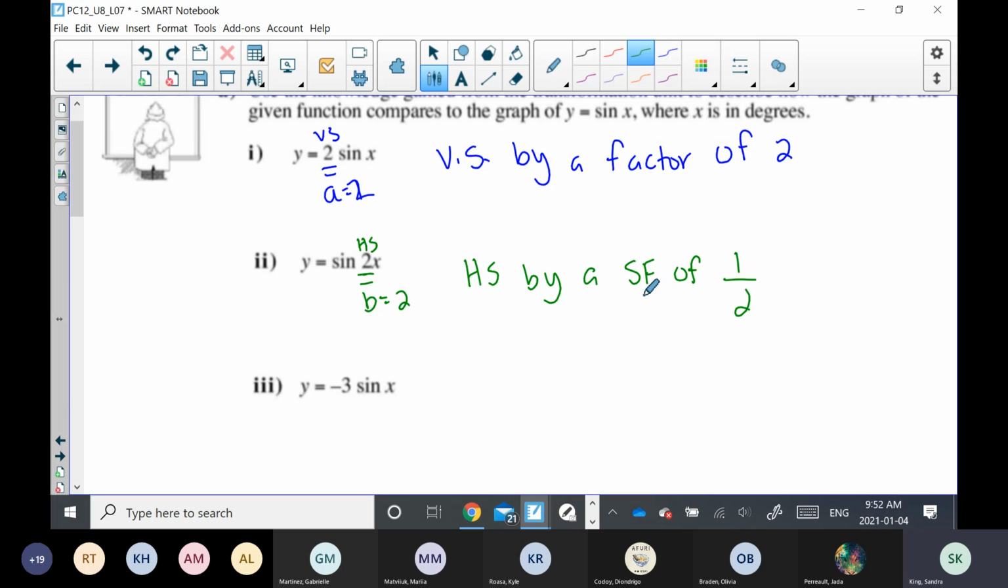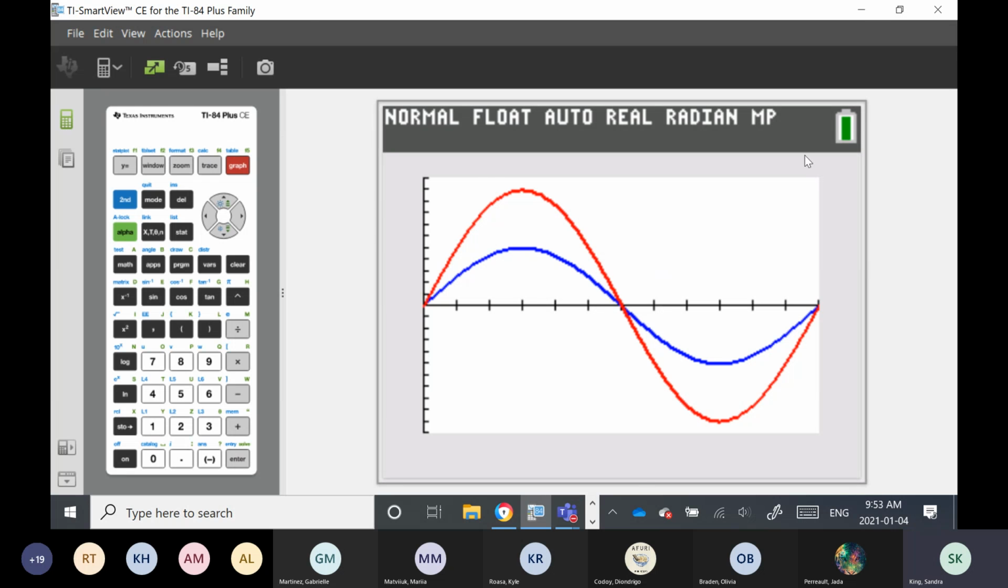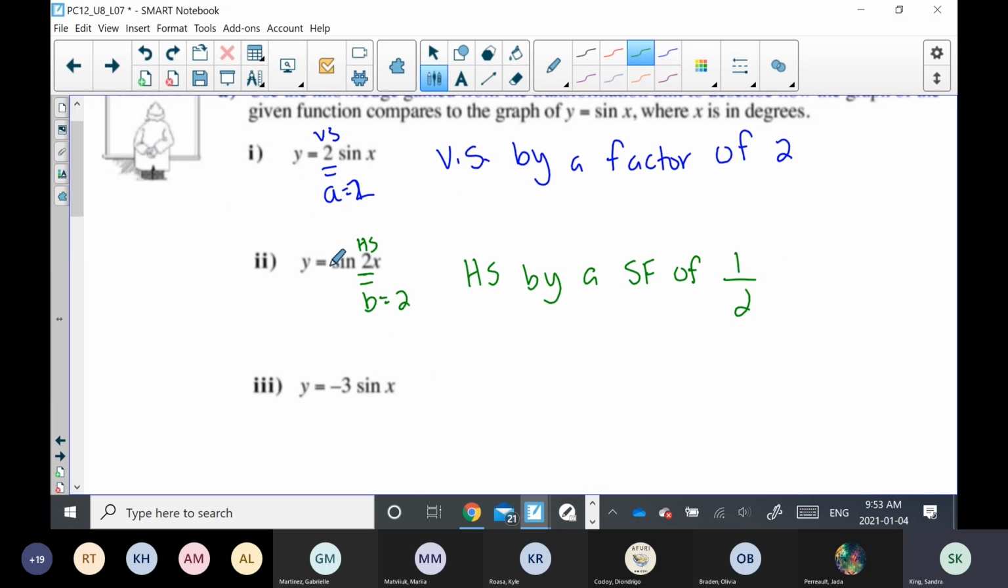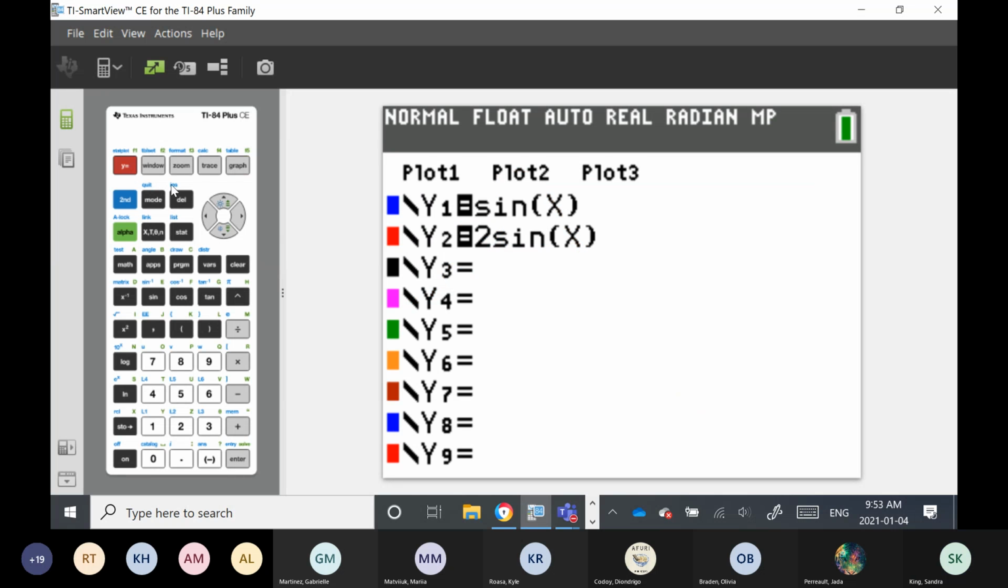Okay, so now I'll show you what that's going to look like. On my graph, the amplitude is going to be the same, right? So the amplitude of this graph is 1. So my a value is not going to change. The amplitude is 1, but it's going to be stretched horizontally by a factor of 1/2. So what that would look like is the sine 2x graph.